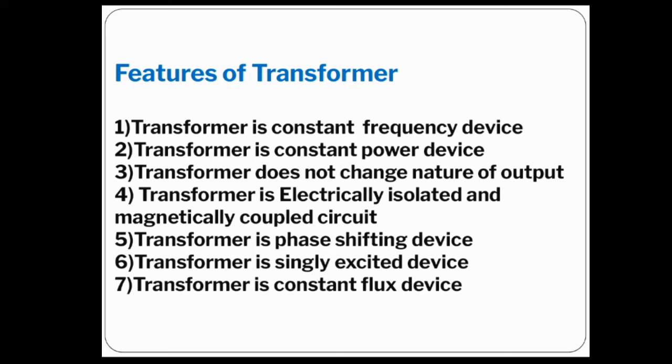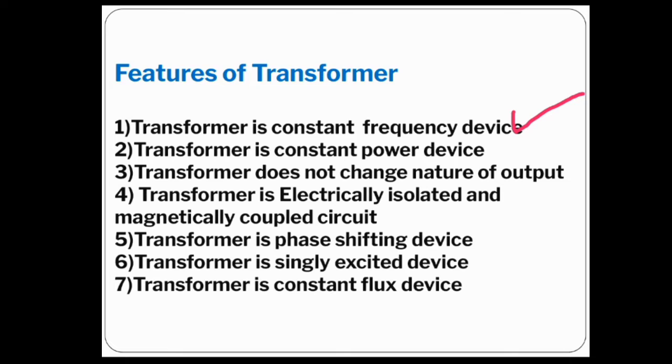So transformer is a constant frequency device, because the frequency must be constant. Okay, so why must the frequency be constant? In a future video, I will explain about the power grid and what the reasons for power grid failures are, and how we overcome them. In that video I will discuss why the frequency must be constant.